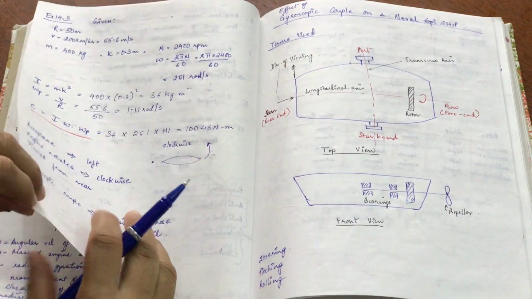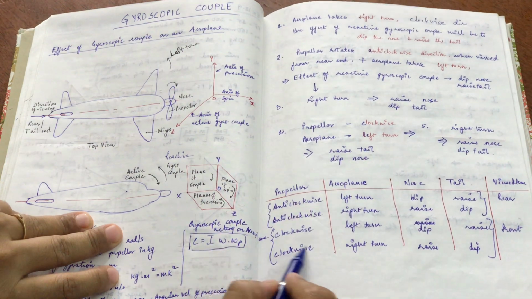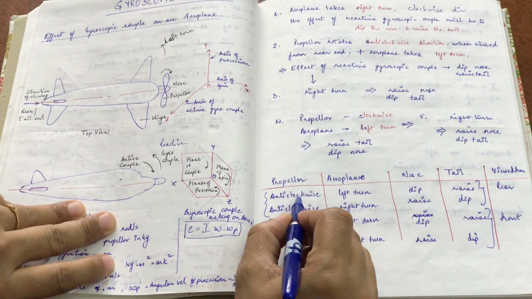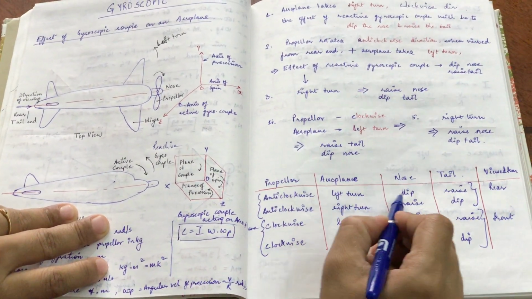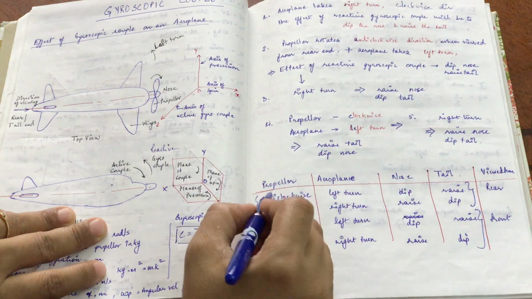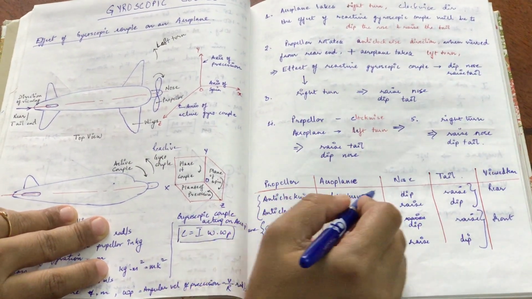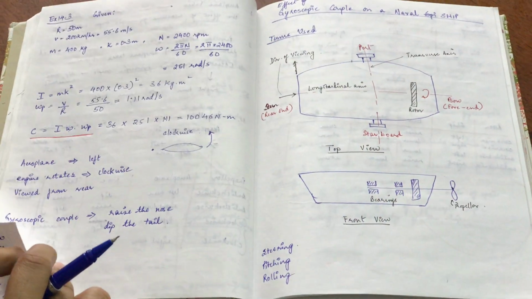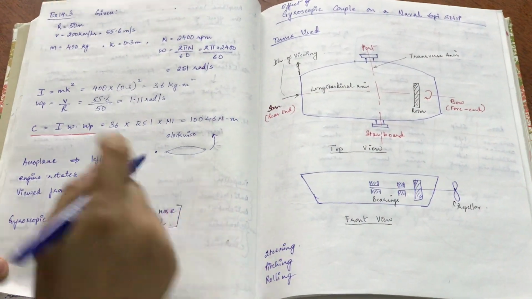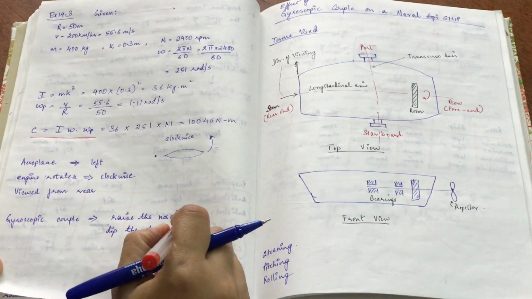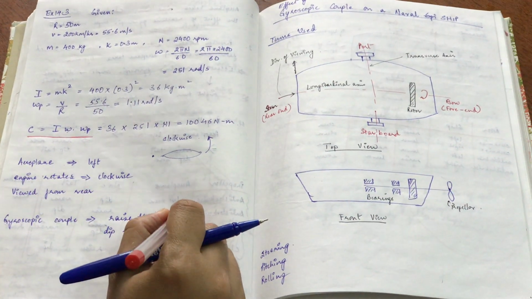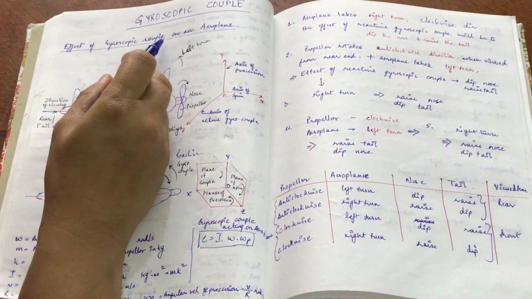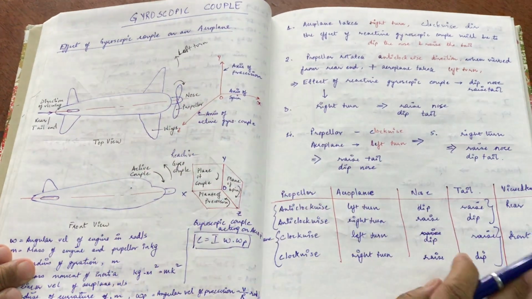If it is anti-clockwise and the aeroplane takes a left turn, it dips the nose and raises the tail. But if it is clockwise and it takes a left turn, it should raise the nose and dip the tail. So the answer is raise the nose and it will dip the tail. With this, we finished the topic on effect of gyroscopic couple on an aeroplane. Thank you.